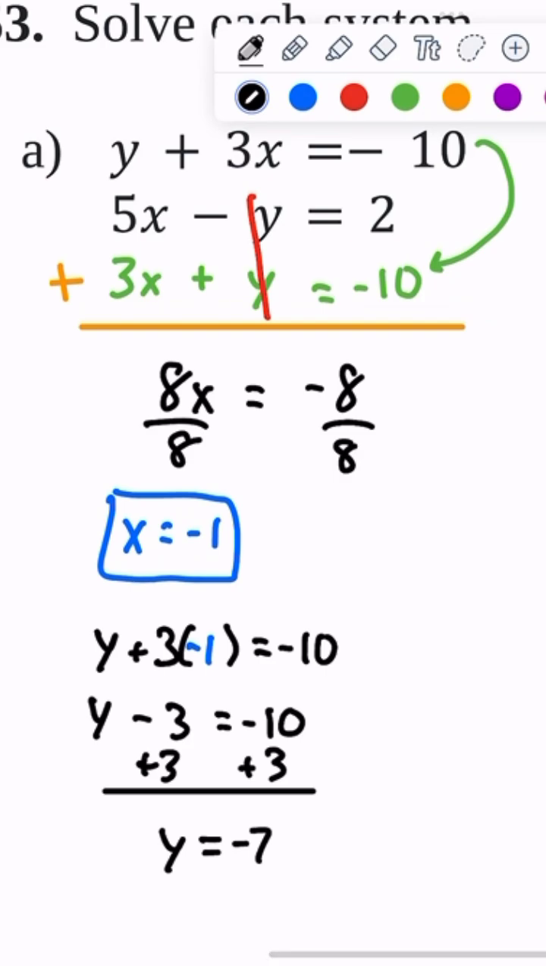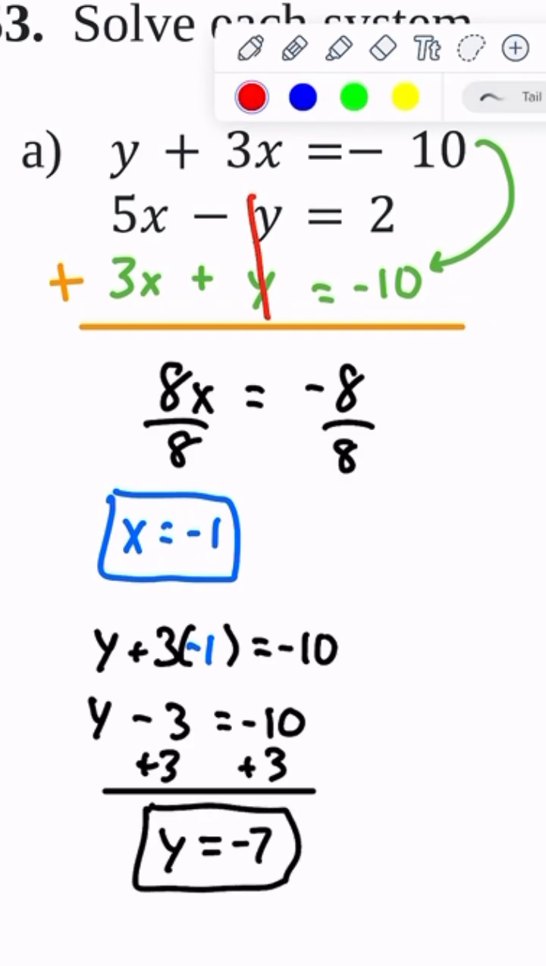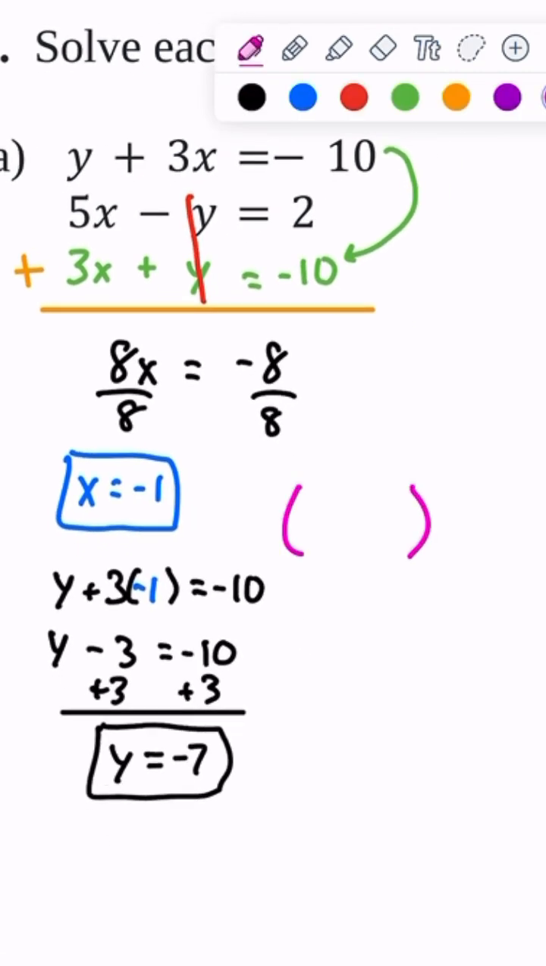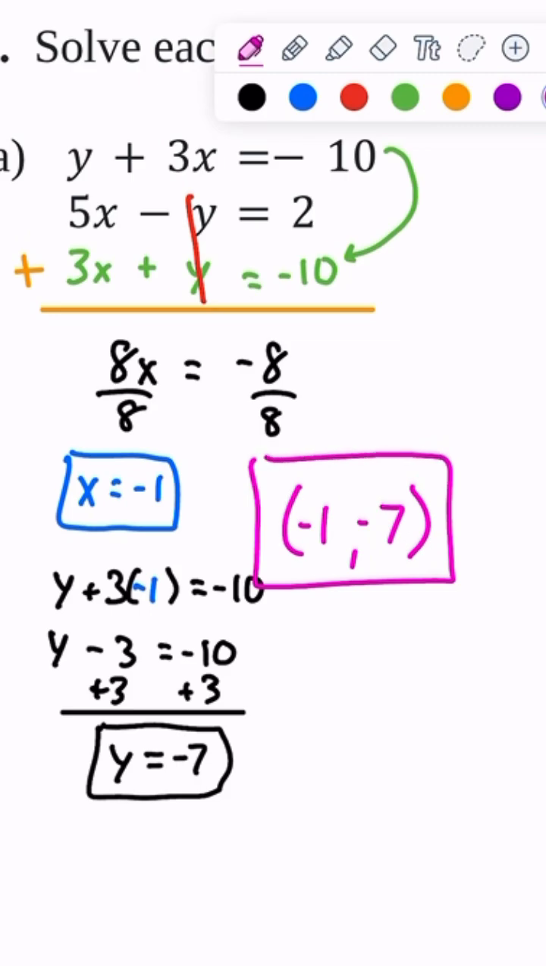Now, again, remember, you are not done yet. You have x, you have y. Our last thing is we need to write it as an ordered pair, and that is just our answer, right? So we're going to start by writing two parentheses. X comes first, so -1. Y comes second, -7, and that is your final answer.